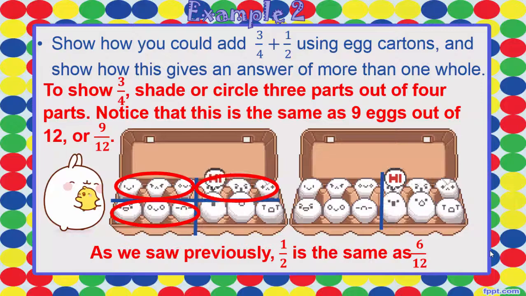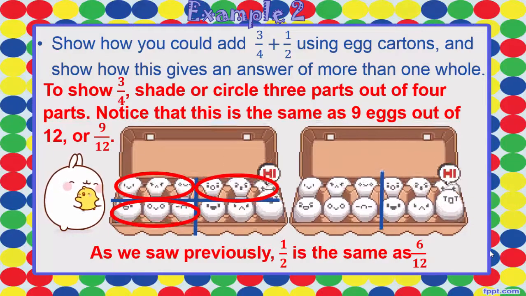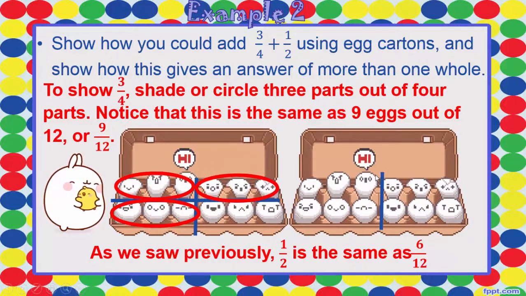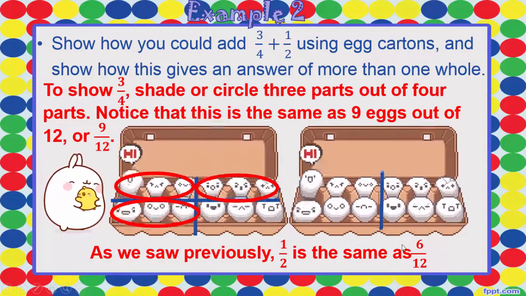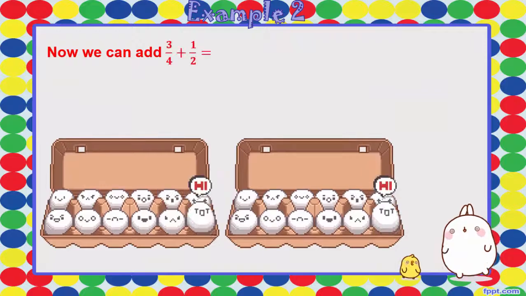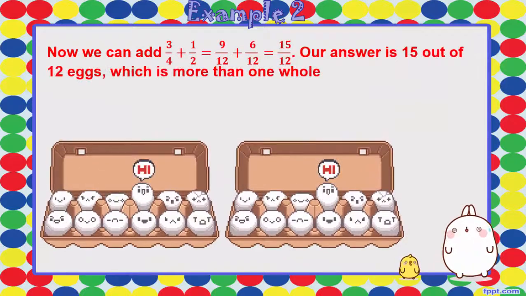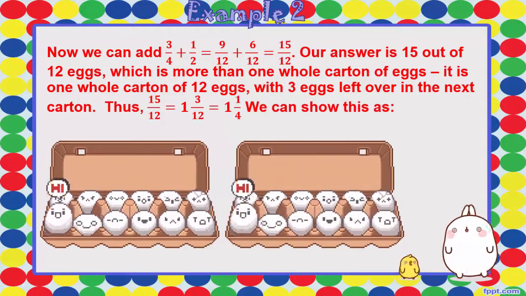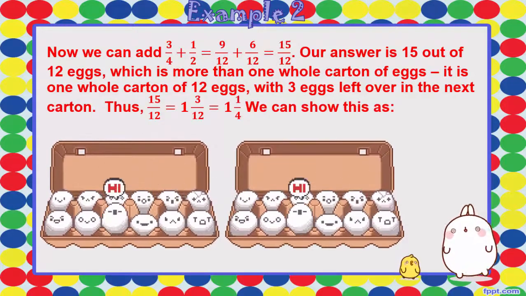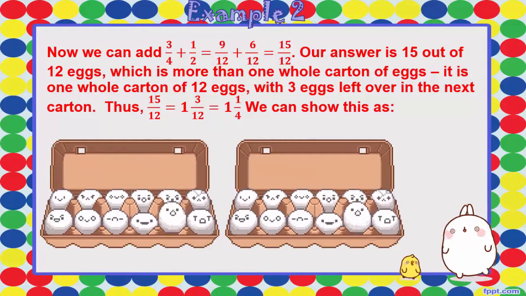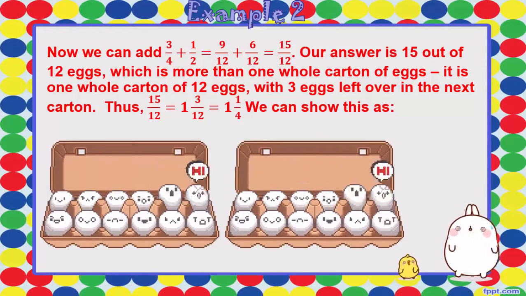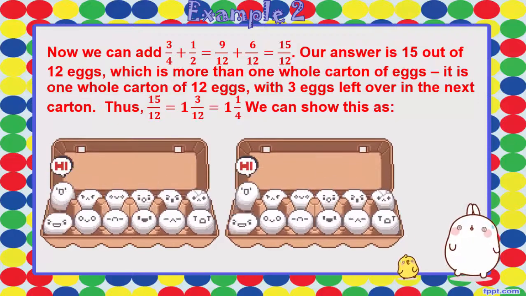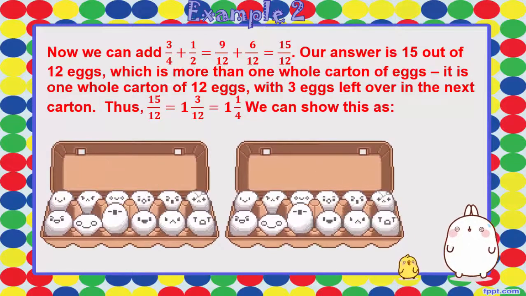As we saw previously, 1/2 is the same as 6/12, because we have 12 eggs in an egg carton, and half a carton is 6/12. Now we can add 3/4 plus 1/2, and that is equal to 9/12 plus 6/12, which is equal to 15/12. Our answer is 15 out of 12 eggs, which is more than 1 whole carton of eggs, since a carton of eggs is 12 eggs.